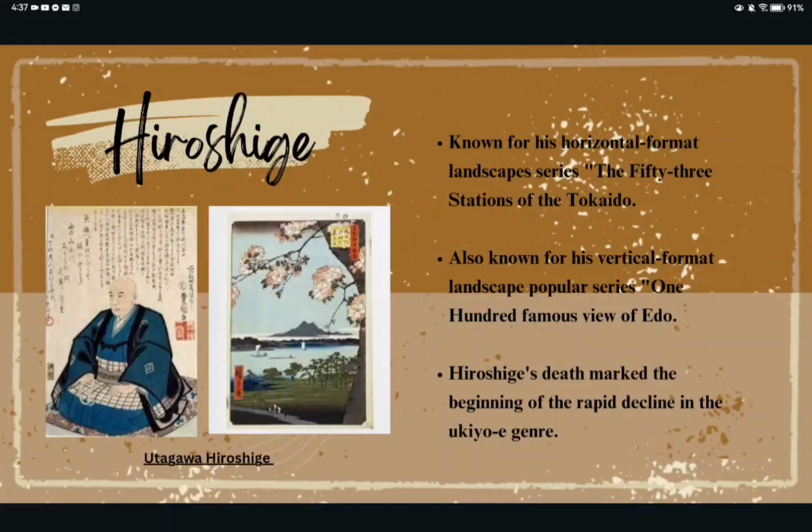Hiroshige, or Utagawa Hiroshige, 1797 to 1858, was a Japanese ukiyo-e artist and one of the last great masters of the ukiyo-e tradition during the Edo period. He is best known for landscape prints, particularly his series 53 Stations of the Tokaido and 100 Famous Views of Edo. Hiroshige contributed to the ukiyo-e genre, and his influence on subsequent art movements has secured his place as one of Japan's most celebrated artists. His prints continue to captivate audiences worldwide for their beauty, craftsmanship, and evocative depiction of Japanese landscape.